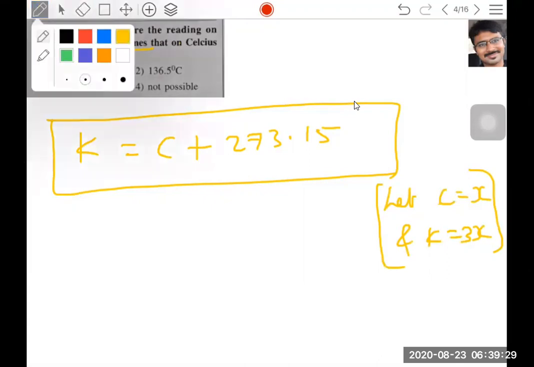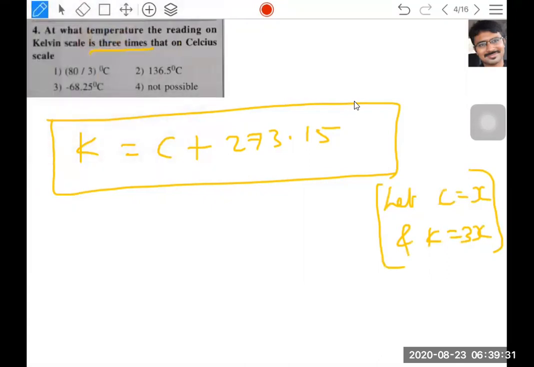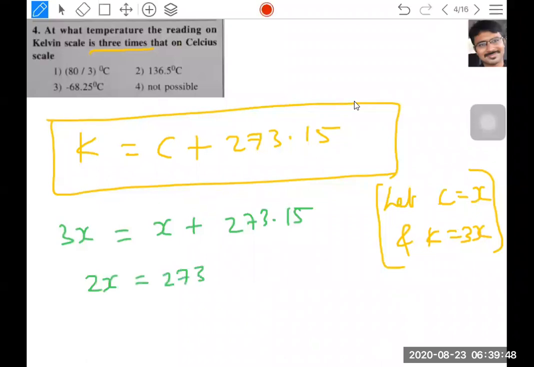So now let us substitute those values here. K is equal to 3x, is equal to C, which is x, plus 273.15. So what should I write? 3x equals x plus 273.15, which means 3x minus x, 2x, is equal to 273.15. And what will happen to the x? Yes, x is 273.15 by 2.